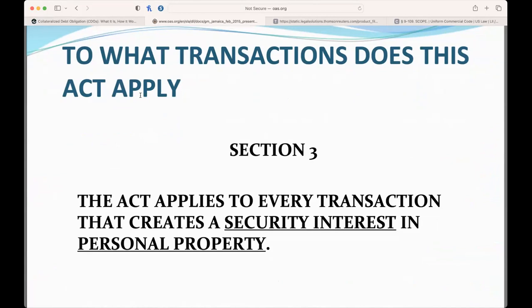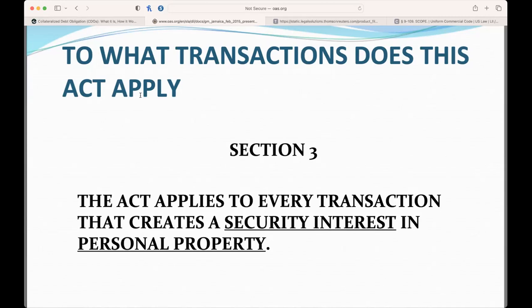So it says, to what transactions does this act apply? Section 3, the act applies to every transaction that creates a security interest in personal property. So again, they trick and deceive us when they say that, basically, when they're trying to collect these debts, they're saying that this is for personal reasons or something. I forgot the reason what it says, and not business.